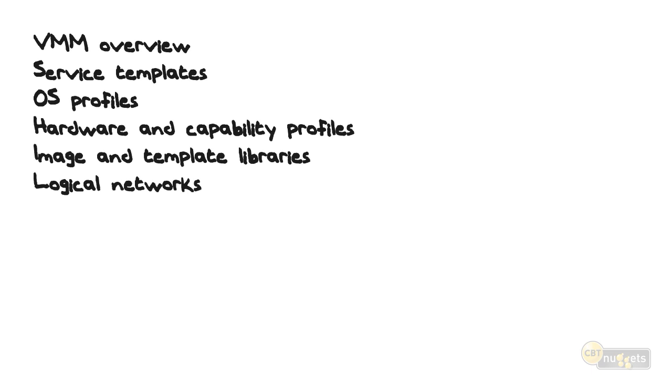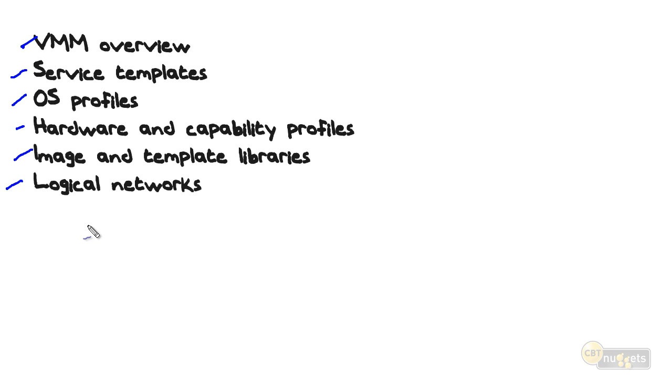In this nugget, we'll cover some of the major elements of System Center Virtual Machine Manager, focusing on VMM 2012. I'll do a quick overview just so you can understand what this thing is supposed to be doing for you, and then we're going to dive into something called service templates. We'll also talk about 3 different types of profiles within VMM: operating system, hardware, and capability profiles. I'll show you how you can set up an image and template library and how to manage logical networks within your VMM fabric.